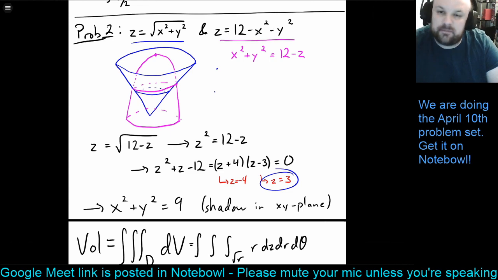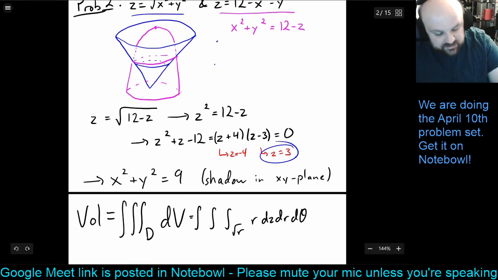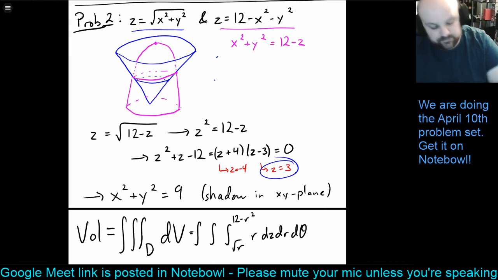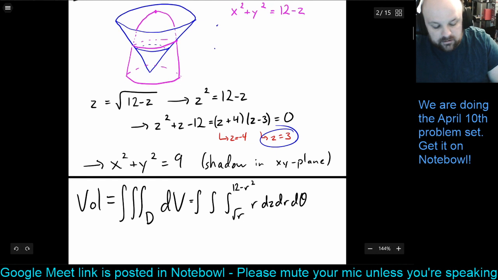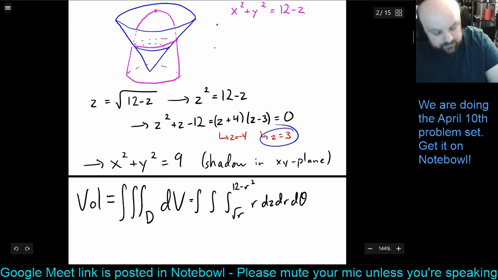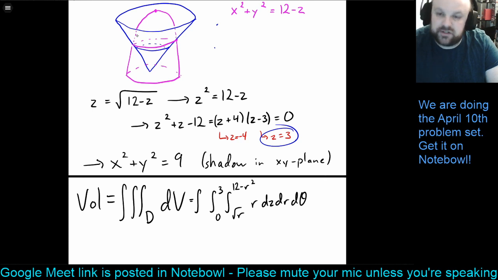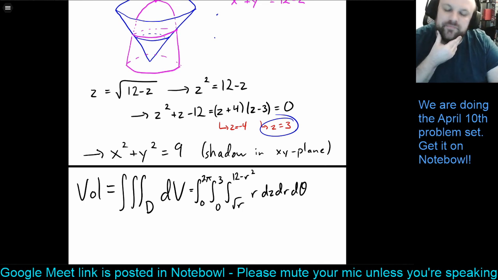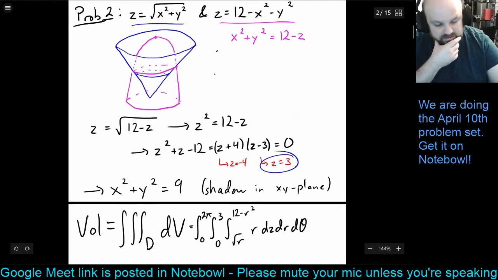The top is this paraboloid here, which is 12 minus r squared. Right? Because again, x squared plus y squared is r squared. If we look at where the shadow is going, r is going to go from 0 to 3. And here, since we have the full 2 pi rotation of this shape, this is going to go from 0 to 2 pi. And there we go. That's setting up this volume in cylindrical coordinates.